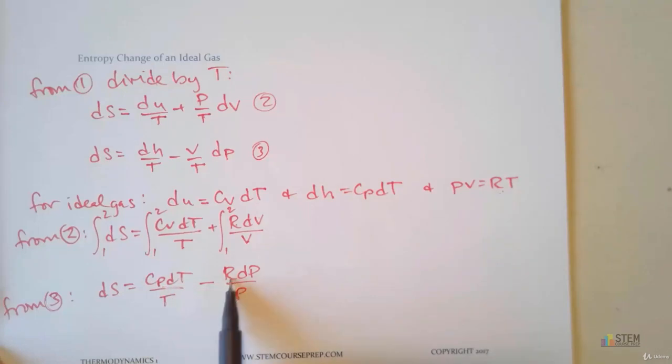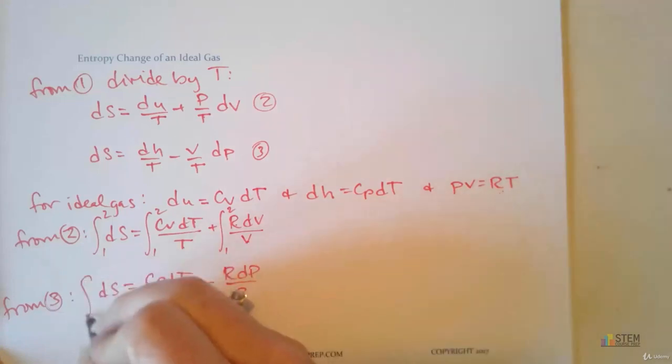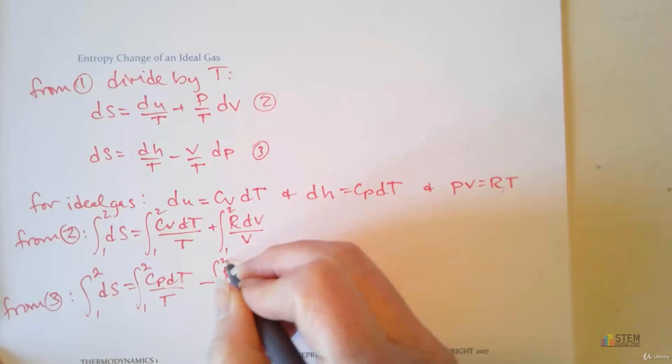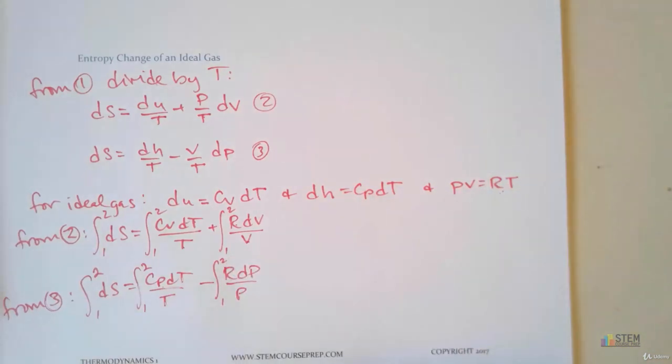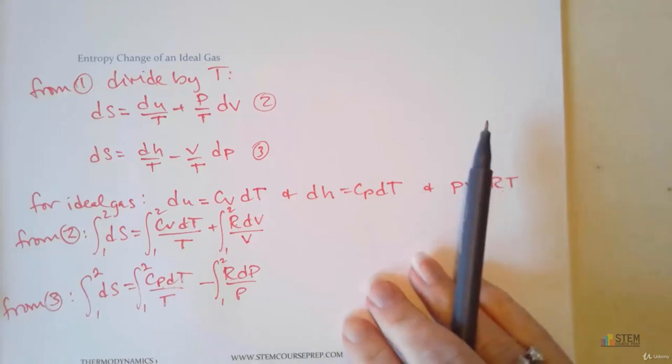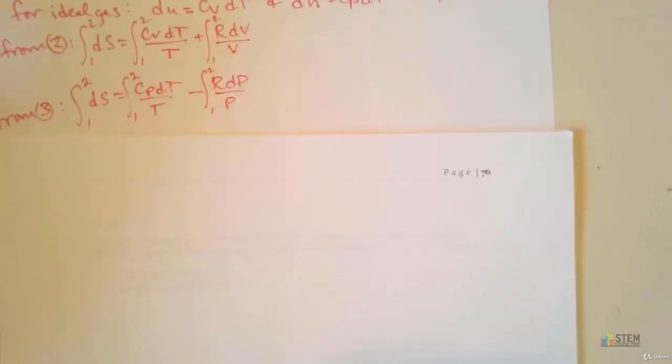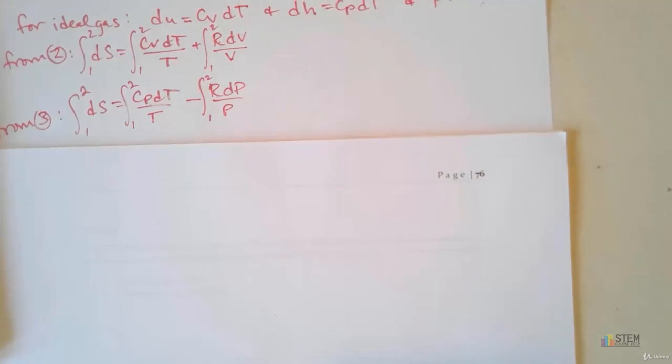Again, differentials in each term. Notice we've got dt over t and dP over P. That'll make for easy integration. So we're going to integrate from state 1 to 2, like that. Now what you get when you integrate all of that is arranged here. All right.